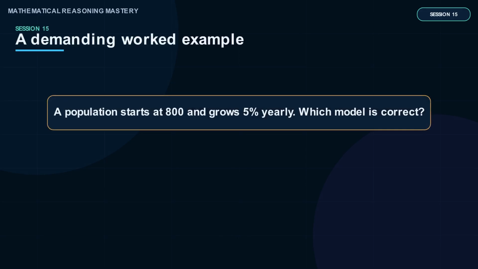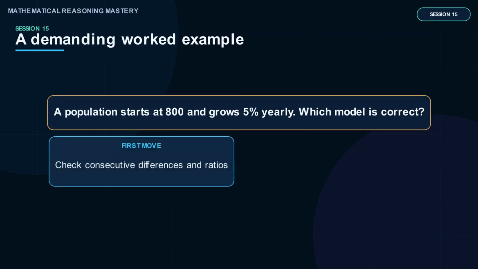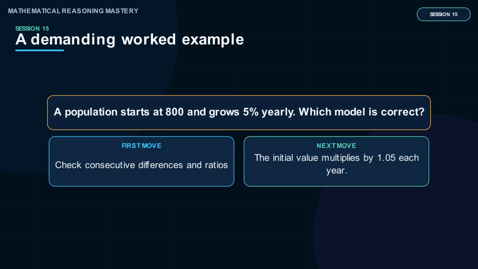Here's the challenge. A population starts at 800 and grows 5% yearly. Which model is correct? Restate what is requested before touching the choices. The first move is to check consecutive differences and ratios. Apply it directly to the quantities and conditions in this problem. Now use the core reasoning. The initial value multiplies by 1.05 each year. Keep each equality, comparison, or unit conversion visible.